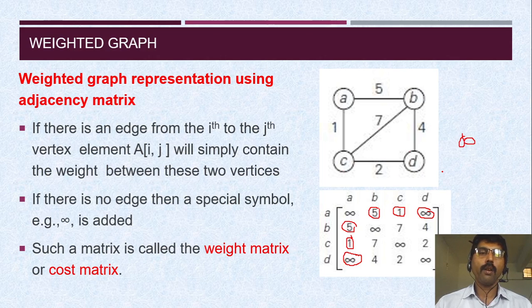Such matrices are called weighted matrix or cost matrix. Here, as it explains, if there is an edge from the ith to the jth vertex, element aij will simply contain the weight between these two vertices. Now this 5 is written here because there is an edge which has a weight 5.